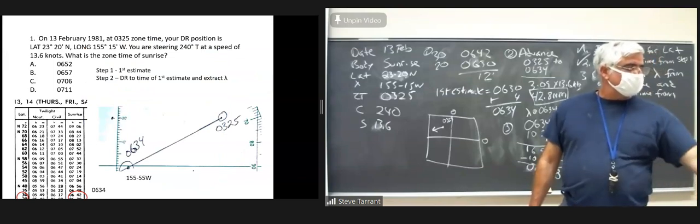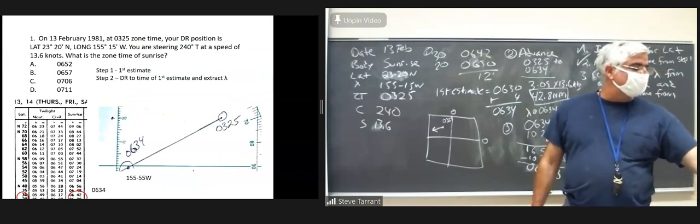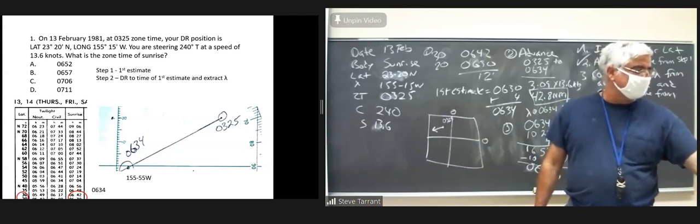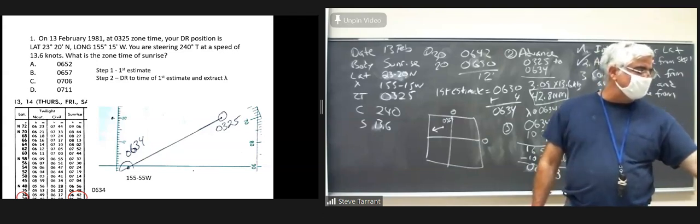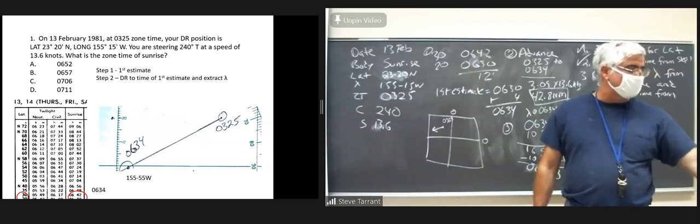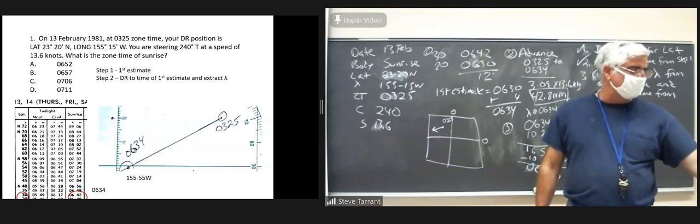Okay, so this is your 0325 position, that's 2320 by 155.15. Yep. And then this line that you see here, that's the 42 miles that you needed to advance on course 232 to get to your 0634 DR position. Okay.